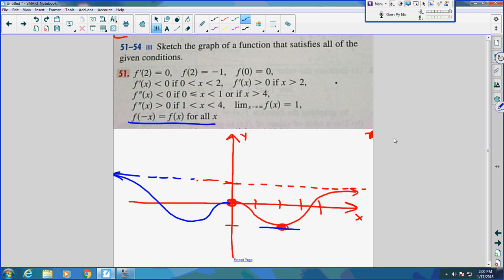Everyone, what if the next question said, tell me the global min of the graph you drew? Negative 1. Guys, the global min is -1. Where does it occur? Two spots, 2 and -2, because of this.